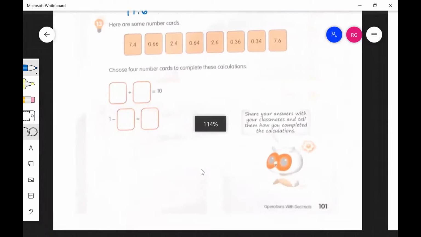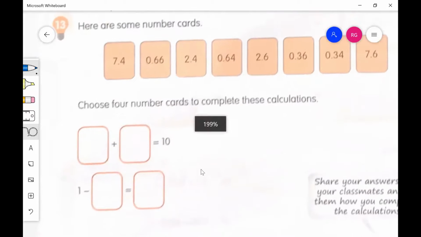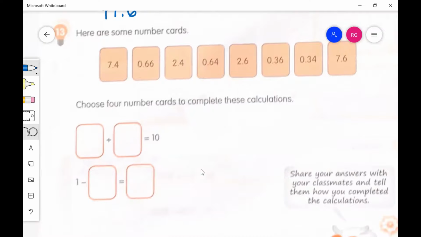And it says here are some number cards. Choose 4 number cards to complete these calculations. So let's pick 4 of these out and we'll see what the calculations end up being. First one, we can just pick any of these, I suppose, any of these that will work. The first one must be 10. So let's try, what can we add together to get 10 here?